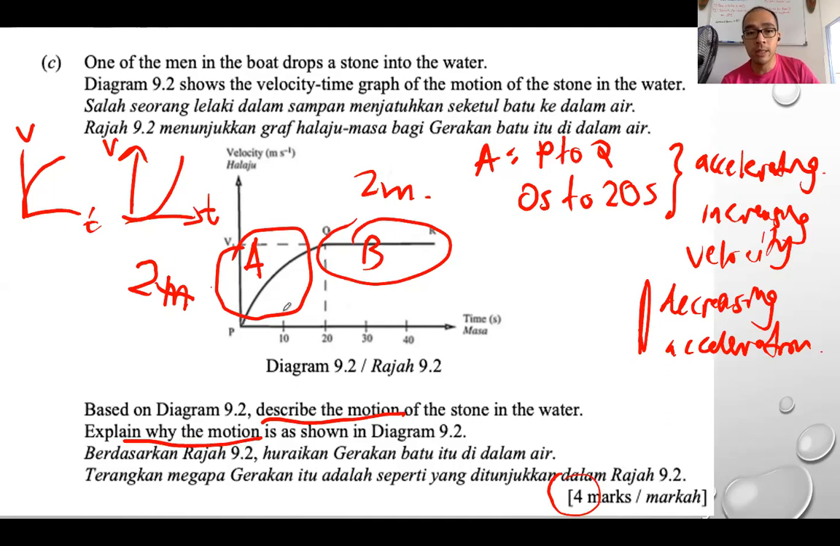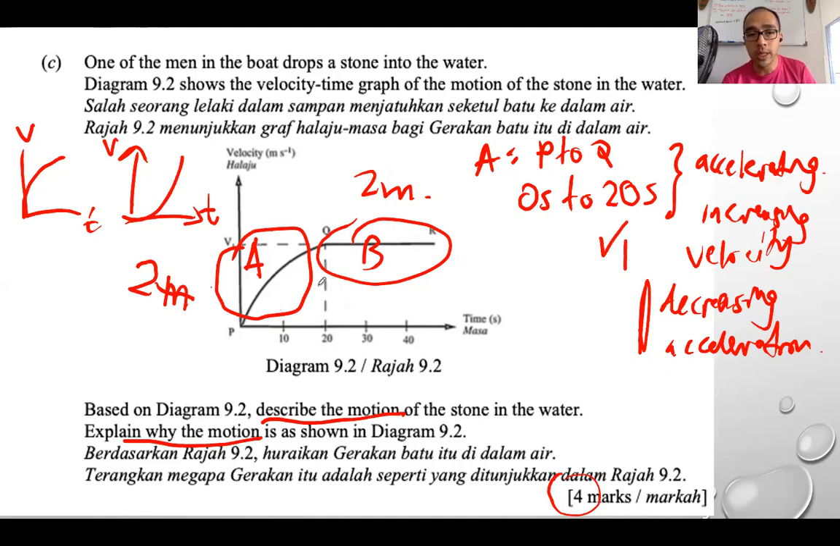You must mention dia punya tempoh masa. Dari P sampai Q atau daripada 0 seconds to 20 seconds. It must be mentioned. If you just cakap at the beginning, it is accelerating, saya tidak terima. Okay, memang saya reject. Okay, so this is mark number one.